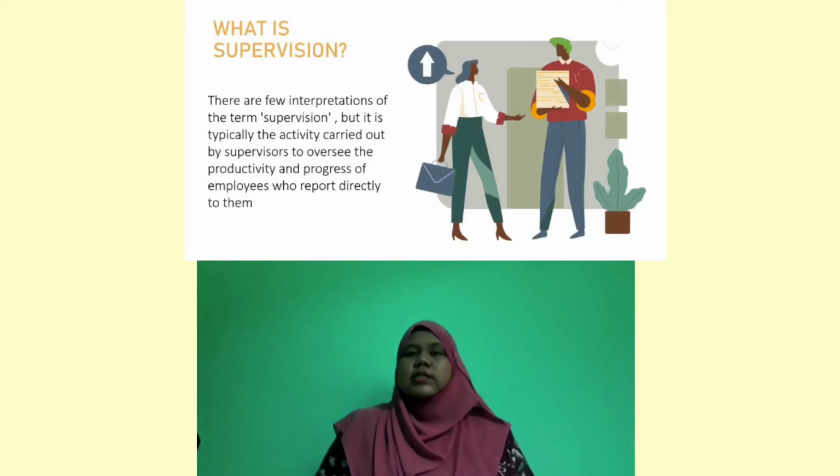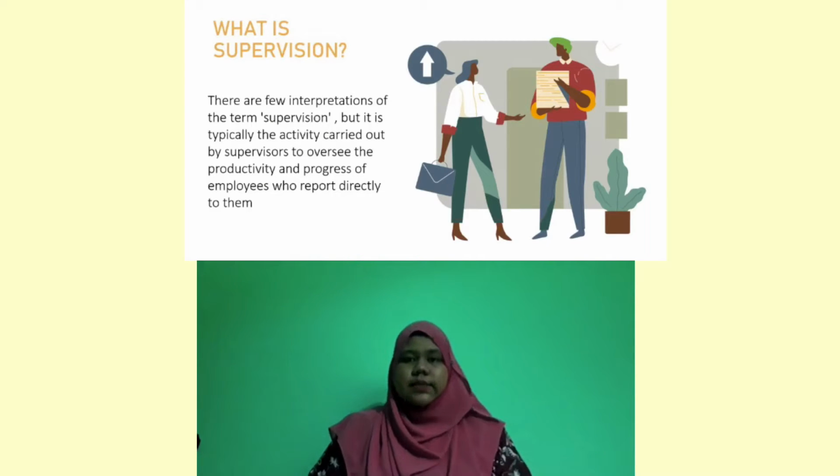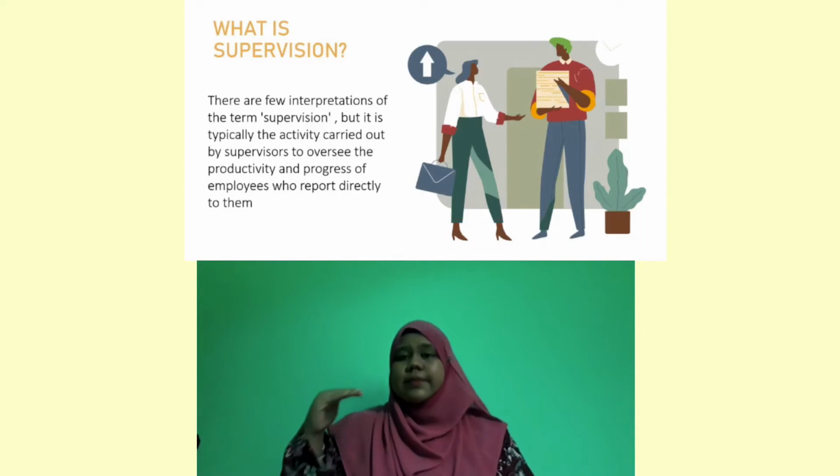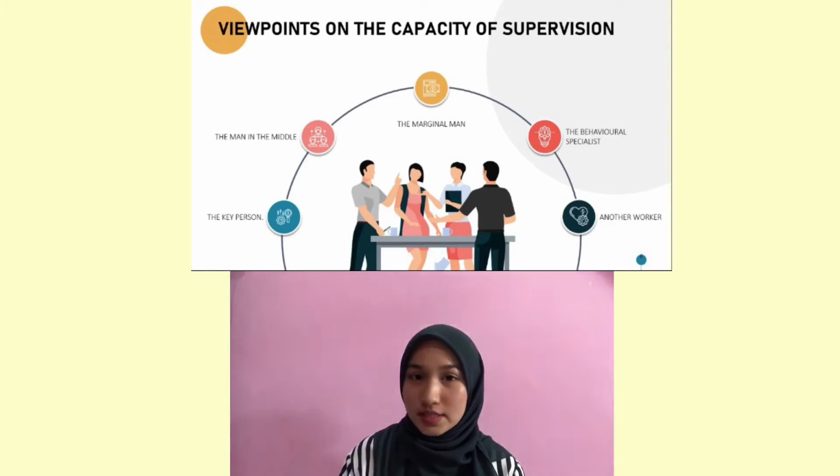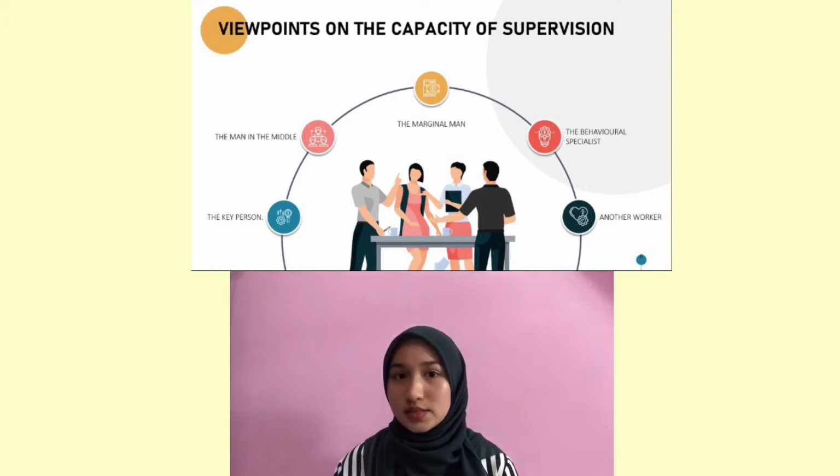What is supervision? Supervision is an activity conducted by a supervisor to oversee the productivity and progress of an employee that reports directly to them. For example, a first level manager will supervise the entry level employee, while the second level manager will supervise the first level manager. Even though supervisors are regarded as managers, there are different thoughts on the capacity of a supervisor. There are 5 different capacities of a supervisor as viewed by the workers.